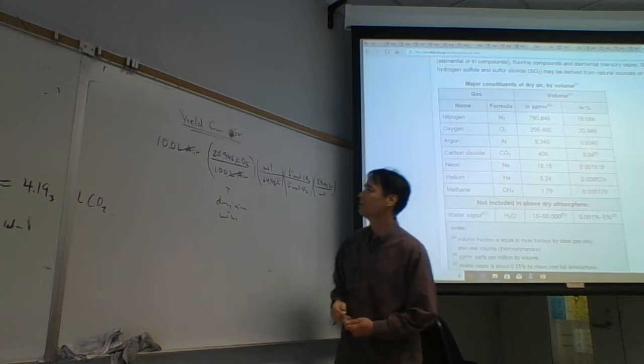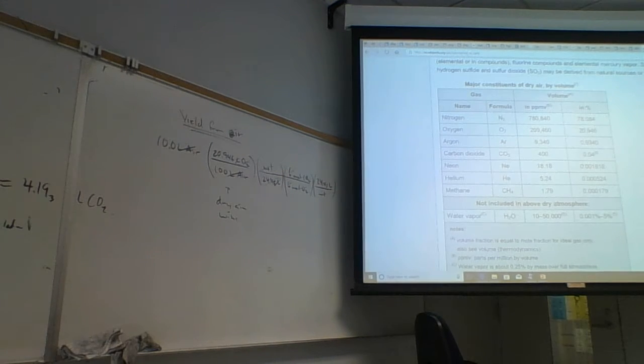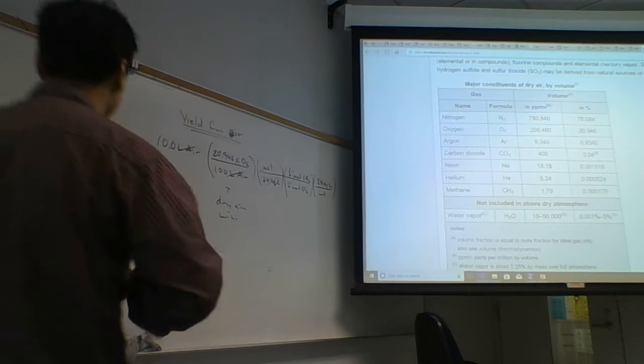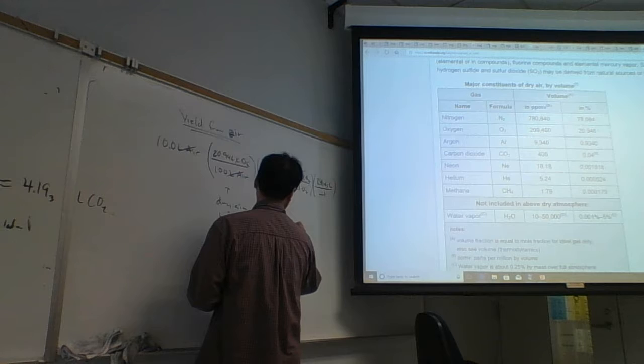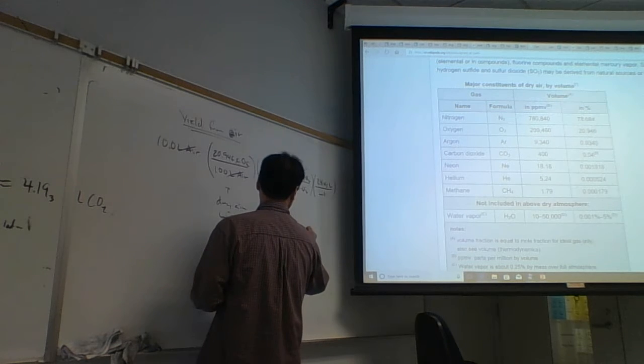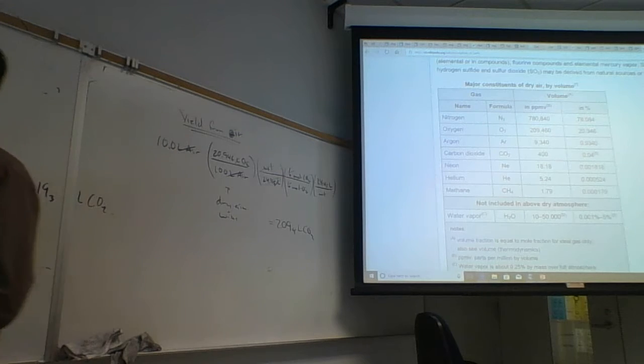So let's go ahead and do that calculation here. So this is going to be 10 times 20.946 divided by 100 equals 2.094 liters of CO2.